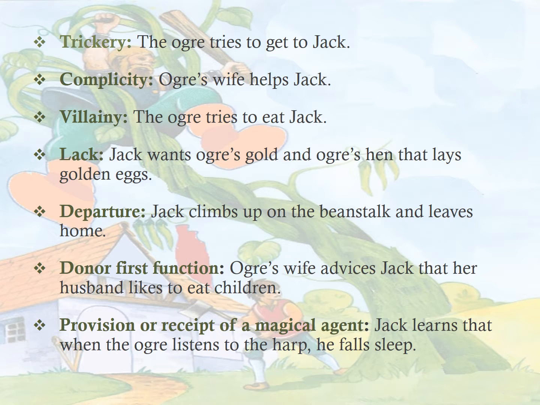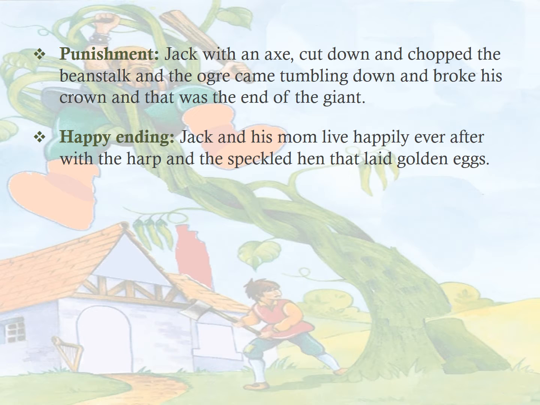There's a donor first function when the ogre's wife advises Jack that her husband likes to eat children. And a provisional receipt of a magical agent, Jack learns that when the ogre listens to the harp, he falls asleep. There's a function of punishment when Jack, with an axe, chopped down the beanstalk and the ogre came tumbling down and broke his crown. And that was the end for the giant. There's also a function of happy ending when Jack and his mom live happily ever after with the harp and the speckled hen that laid golden eggs.